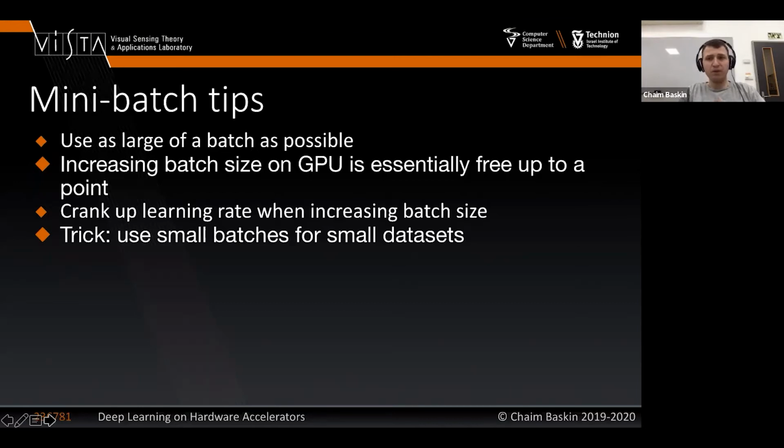One more tip is to crank up the learning rate when increasing the batch size. So we need to fit our learning rate accordingly: if we're talking about very huge batches, we need to increase the learning rate. Use small batches for small data sets, because we want more iterations over each parameter.